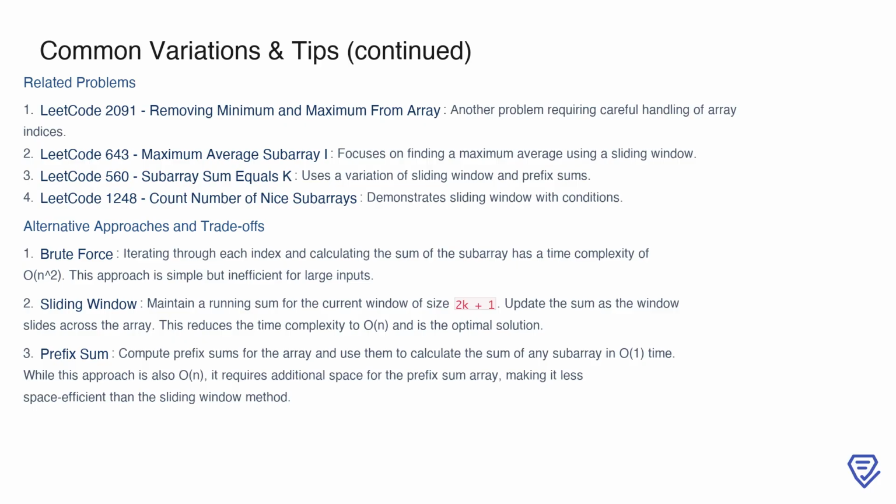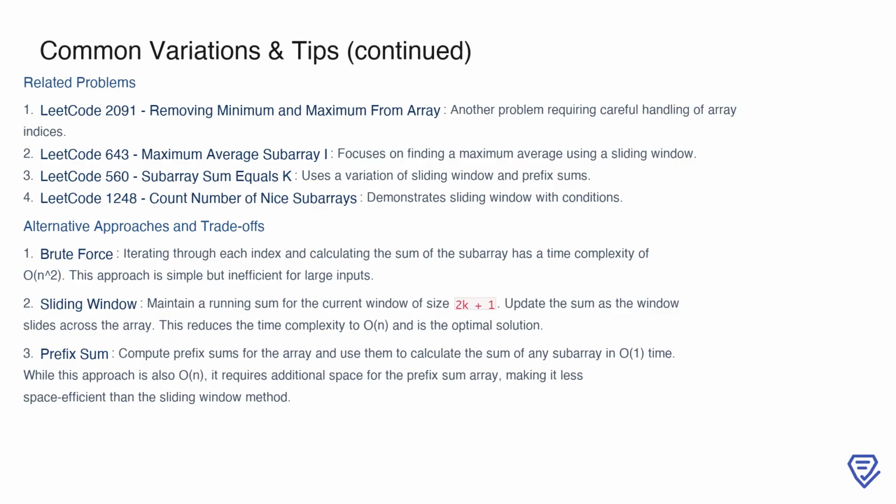When considering alternative approaches, brute force is the most straightforward method. It involves iterating through each index and calculating the subarray sum, but its O(n²) time complexity makes it impractical for large inputs. The sliding window approach, on the other hand, is optimal, maintaining a running sum for the current window of size 2k plus 1 and updating it as the window slides across the array. This reduces the time complexity to O(n).